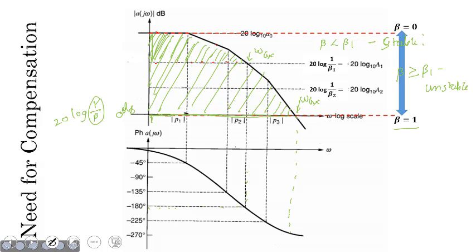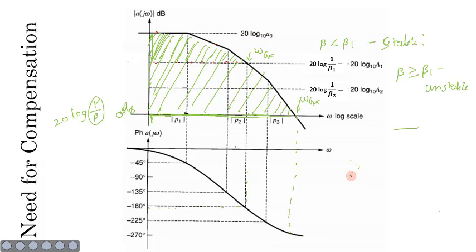Correct? Basically, the compensation technique talks about how to modify the open loop system, and when we have a feedback factor that is equal to 1, we have to ensure that the phase value of the loop gain has a value that is greater than minus 180 degrees. Okay, so that is what we have to ensure when we try to apply compensation. Okay. So let's do that.